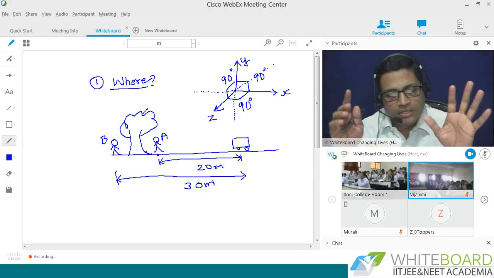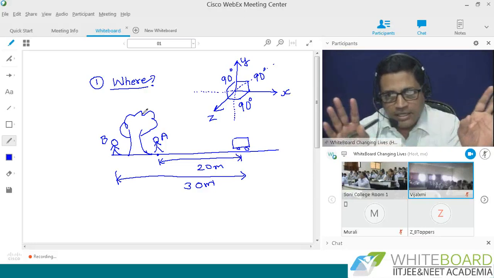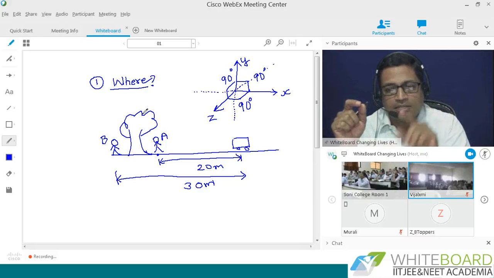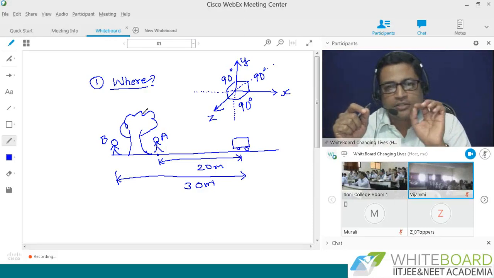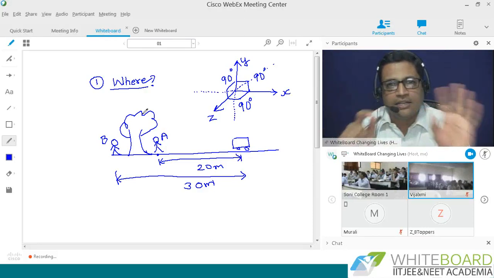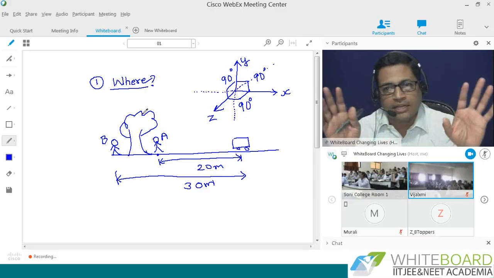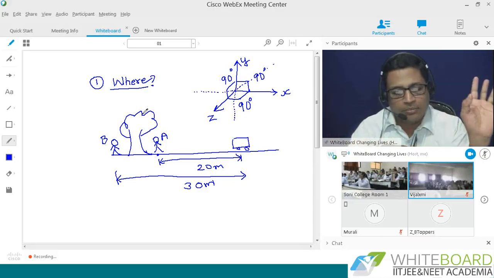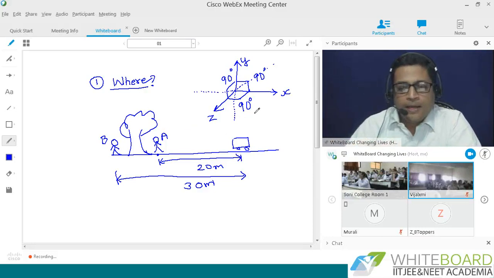The x-axis can be taken in any direction. The y-axis can be taken in any direction. Once you fix the x and y-axis, the direction of the z-axis is uniquely defined. You can't just arbitrarily draw any direction and say that this is the z-axis. That can't be done.